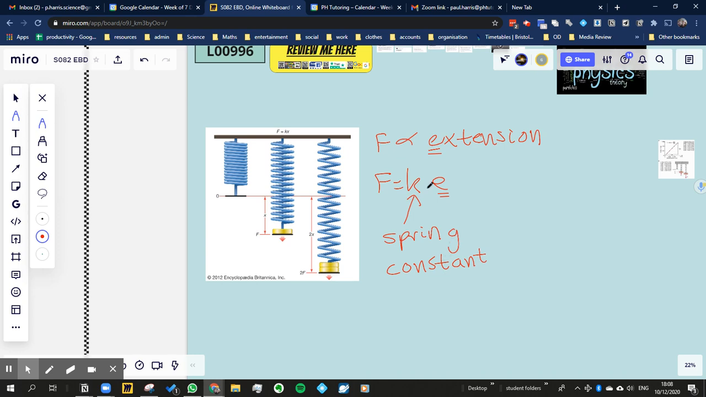So, it basically is how stiff is the spring, how difficult it is to stretch the spring. If it's really difficult to stretch the spring, it has a high spring constant. If it's really easy to stretch the spring, it has a low spring constant.